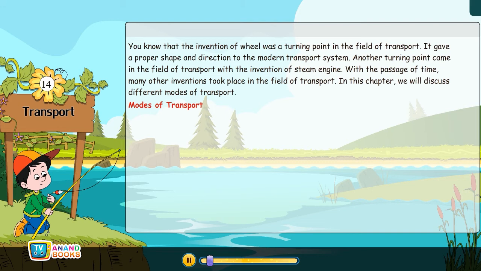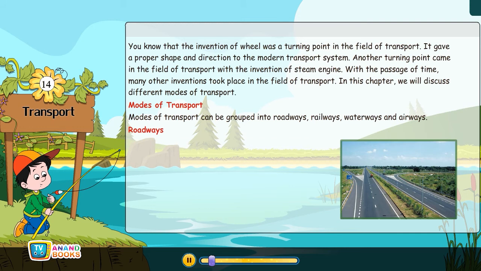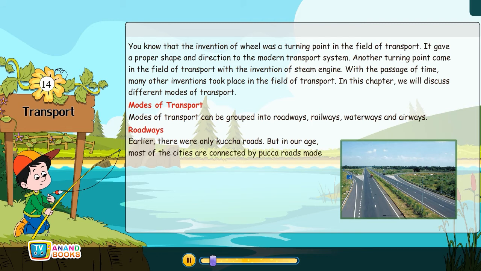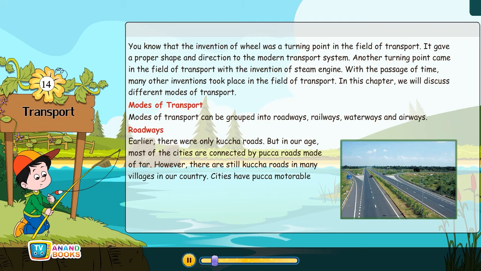Modes of transport. Modes of transport can be grouped into roadways, railways, waterways and airways. Roadways. Earlier there were only kaccha roads, but in our age, most of the cities are connected by pakka roads made of tar. However, there are still kaccha roads in many villages in our country.